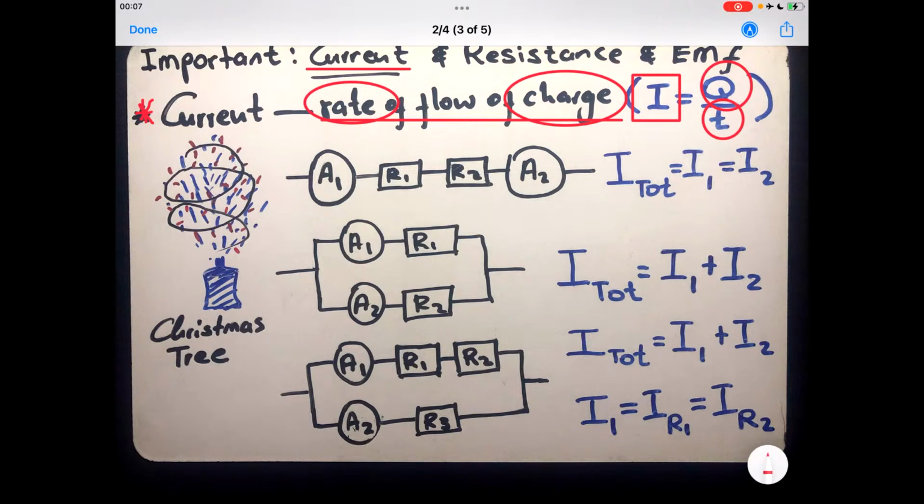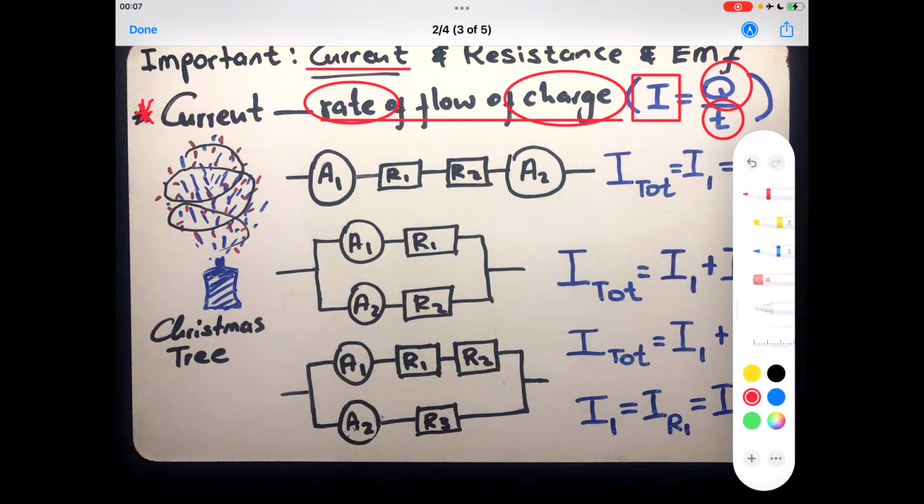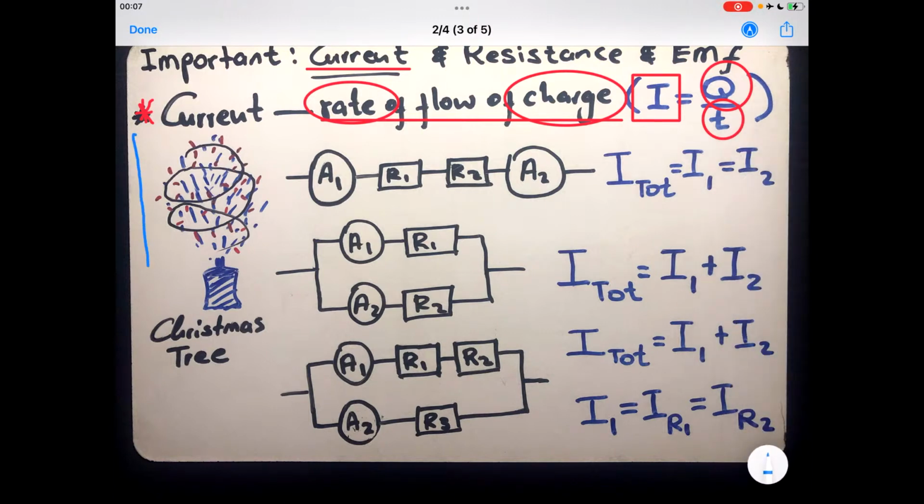Someone is seeing something very nice there, a very beautiful drawing. A Christmas tree. You might always need to remember that a Christmas tree can help you to understand a type of connection.